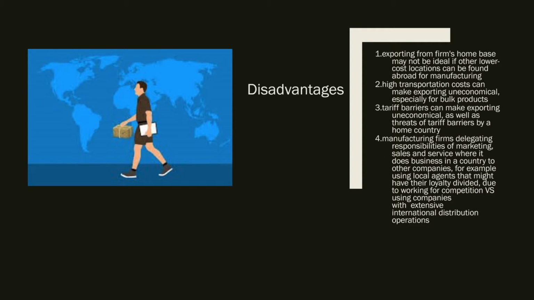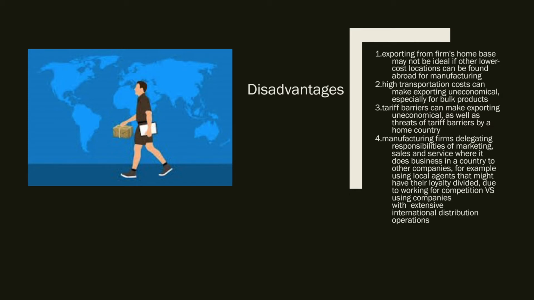The second one is high transportation costs can make exporting uneconomical, especially for bulk products. A good counter strategy for this would be to manufacture products regionally to save some of the cost. The third one is tariff barriers can make exporting uneconomical, as well as threats of tariff barriers by a home country. Again, that's something very important for businesses and managers alike to consider, because they need to be aware of the political instability or stability that the country they want to be in has.